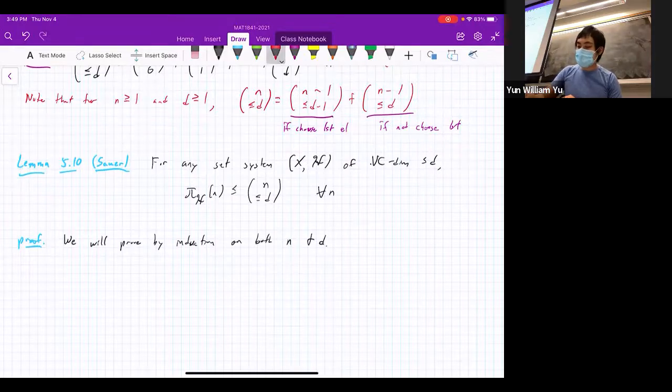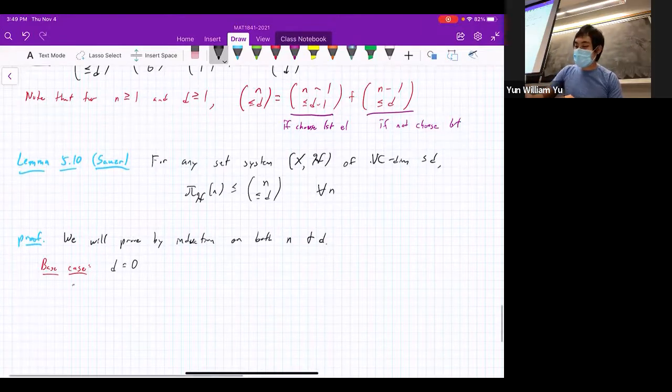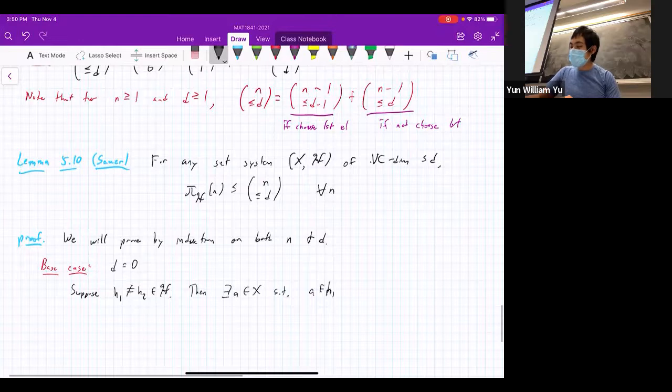So I'm going to start with the base case of d is equal to 0. This is a super simple base case. Basically, if the VC dimension is 0, that means that the only set you can completely shatter is the empty set. And that makes life really easy. But let's actually write this out formally. Suppose that we have H1 not equal to H2 in our set. Then we know that there exists some A in X such that A is in H1 and A is not in H2, right?